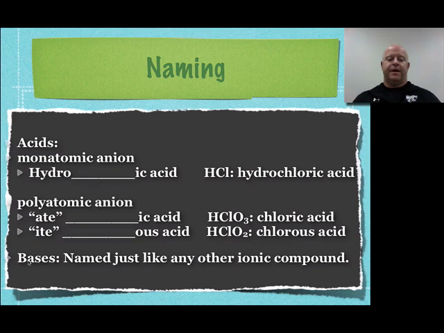Now, bases. Bases don't have a special naming system. Bases are named just like any other ionic compound. So as long as you're able to name bases, you're fine. Typically, a lot of the bases we will be dealing with are hydroxides, so that OH with a 1- charge on them. So a lot of our bases are like sodium hydroxide, potassium hydroxide, magnesium hydroxide, those kinds of things. Not all bases have hydroxide in them, but a lot of the stronger ones do. So we'll be dealing with a lot of hydroxide-based bases.